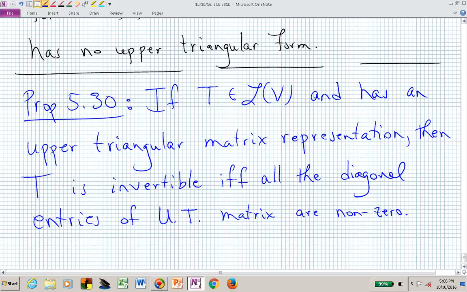So if you've now found a basis where you've been able to find an upper triangular matrix representation for this linear operator, you can now look at these diagonal entries, and as long as they are non-zero, you know that that linear map can be inverted.